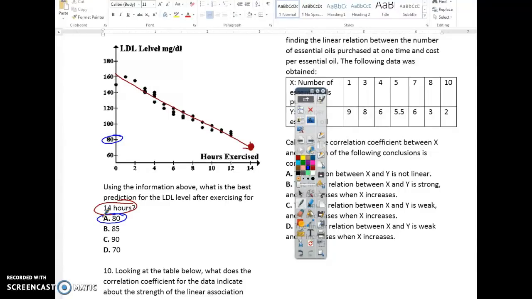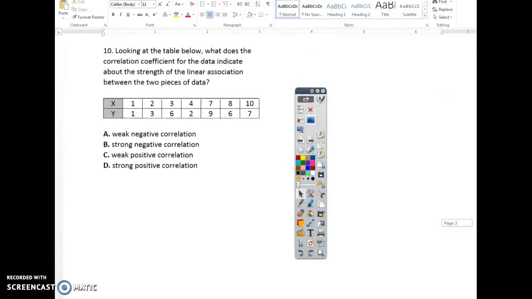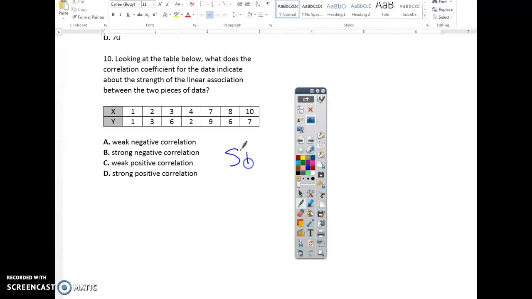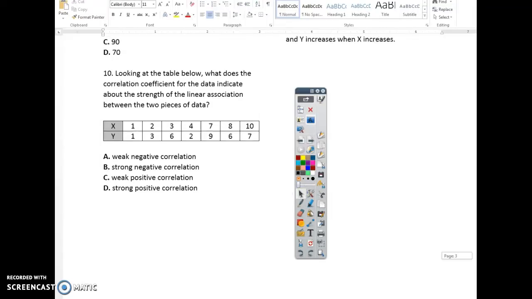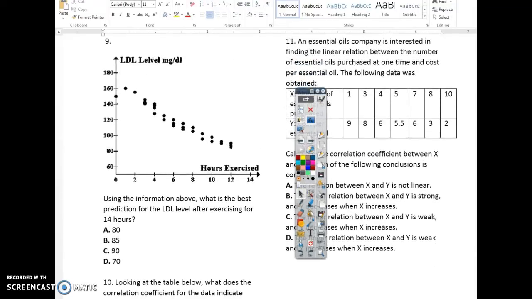Okay? Problem number 10. StatCalc 4. And we're looking for the R. Okay? So the R for this one is 0.7. What does that mean? It's positive, right? So positive. Is it a weak one or a strong one? It's a strong correlation because 0.7 is bigger than 0.5. Same thing for number 11. Right here, you put this in StatCalc 4, write it down.